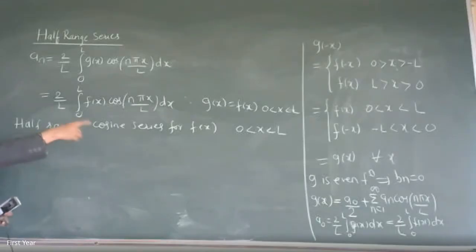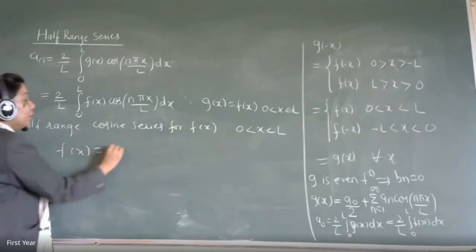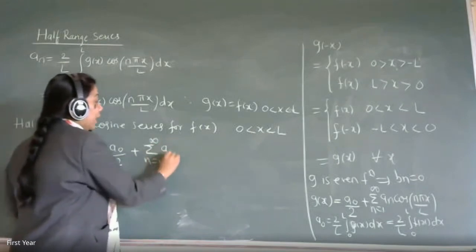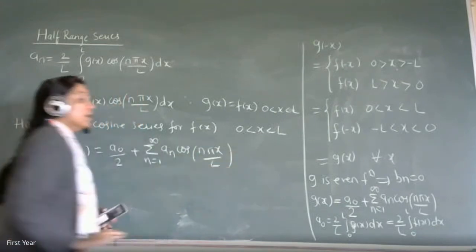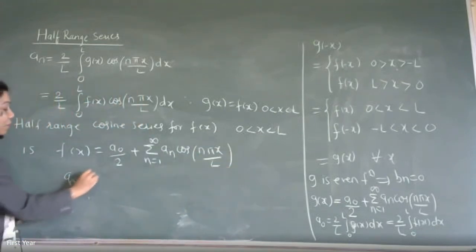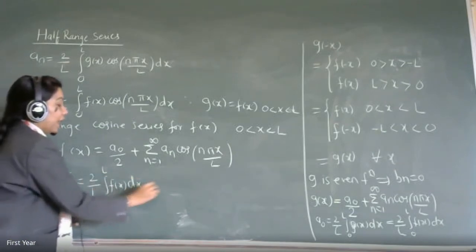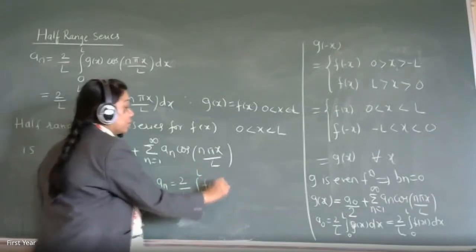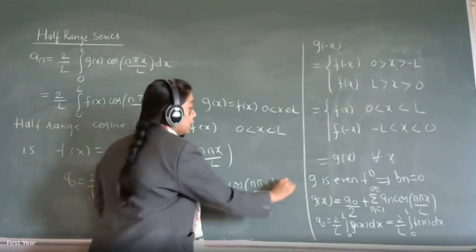Therefore the Fourier half-range cosine series for f of x in 0 to l is f of x equals a naught by 2 plus summation n equals 1 to infinity a n cos of n pi x by l, with a naught equal to 2 by l integration 0 to l f of x dx, and a n equal to 2 by l integration 0 to l f of x into cos of n pi x by l dx. Is this okay? Is this clear?